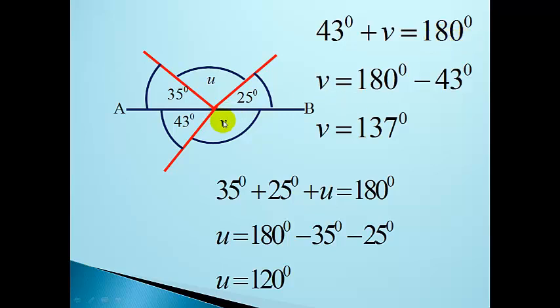Now because we are solving for V, that means that 43 degrees on the left hand side becomes minus 43 degrees on the right hand side. And when you subtract 43 degrees from 180 degrees, the result is 137 degrees.